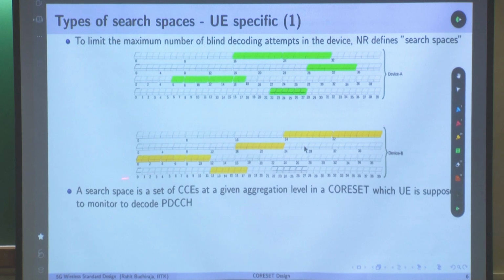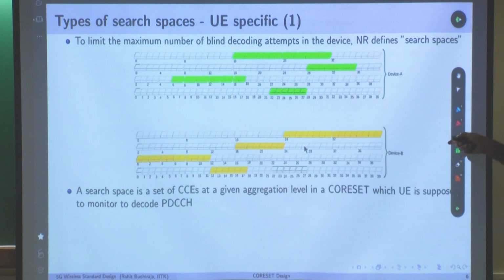So a search space, as I said, is a set of CCEs at a given aggregation level in a CORESET which the UE is supposed to monitor to decode PDCCH. As I said, at aggregation level 1, this is the example we took. I've told you before, this has come in English, I told you verbally. So this is the search space at aggregation level 1 for UE A. This is the search space at aggregation level 2. This is the search space at aggregation level 4 for UE A. Similarly, these kinds of search spaces are defined for UE B.